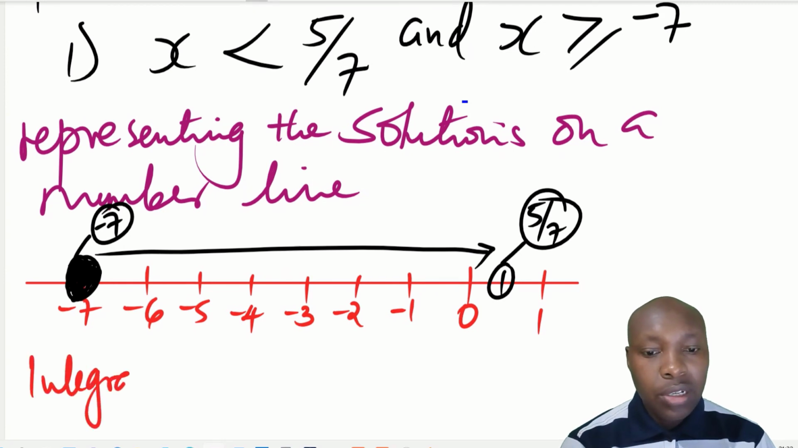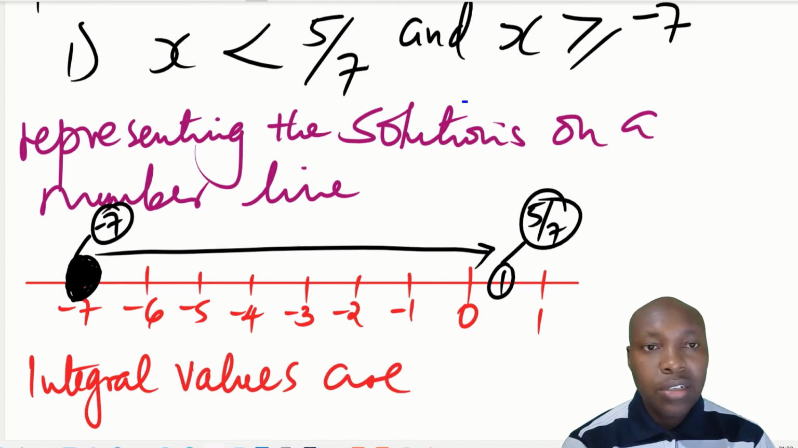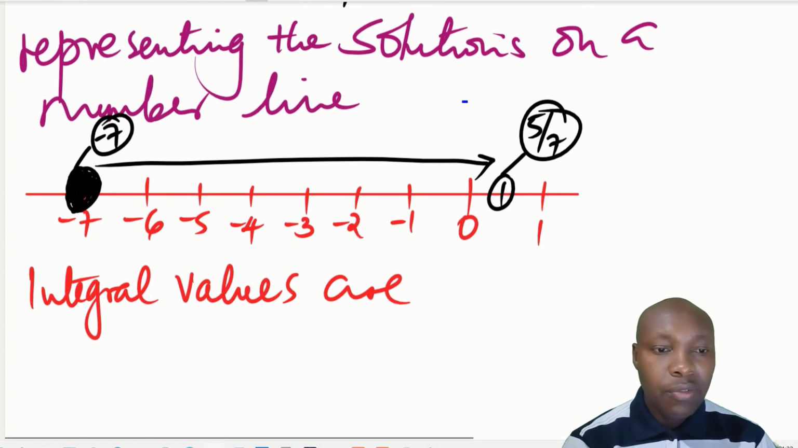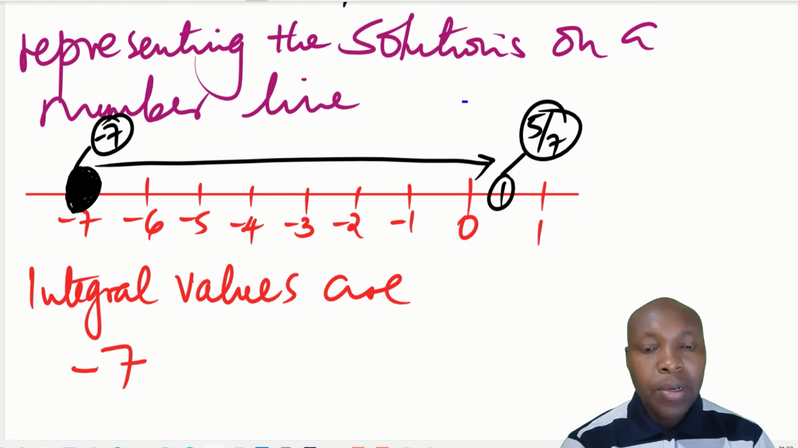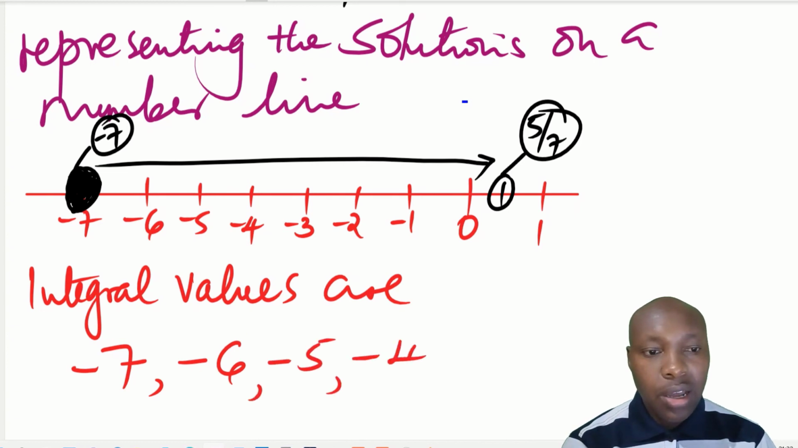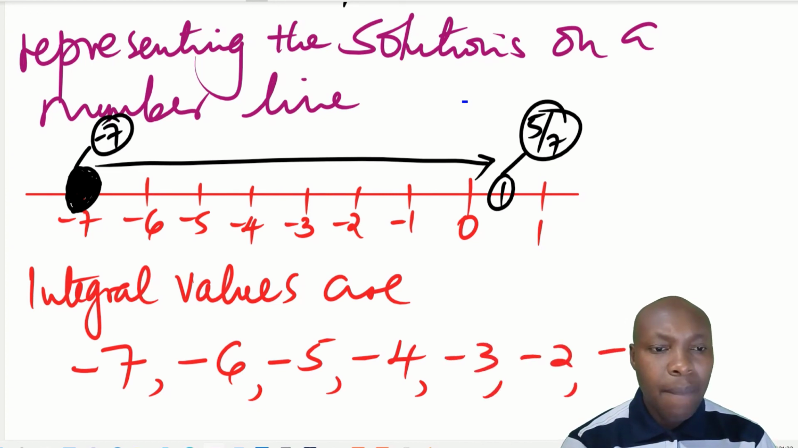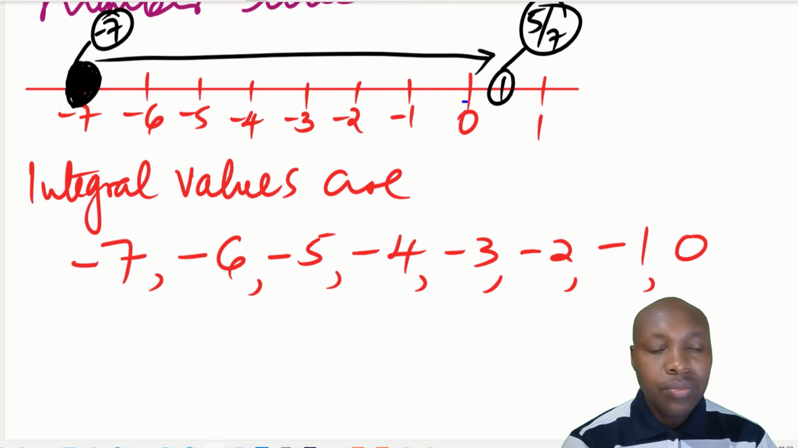And when you're giving the integral values, we give the integers. Integers should be positive and negative whole numbers. And 5 over 7, despite not being part of the solution, still it is not part of the integral values. It is a fraction. It is not a whole number, negative or positive. It is just a fraction, and that will not be part of the solution. As well as being less than 5 over 7, it is not part of the solution.